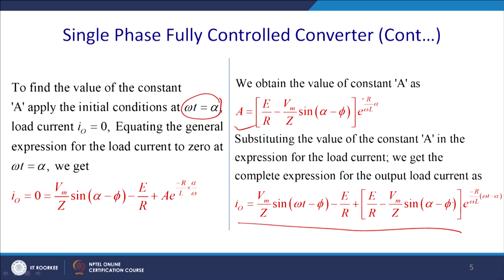So, from this equation, this sinusoidal component can be 0 if you trigger alpha equal to phi. So, ultimately you will have a sinusoidal component plus a decaying component, this will be a decaying component.